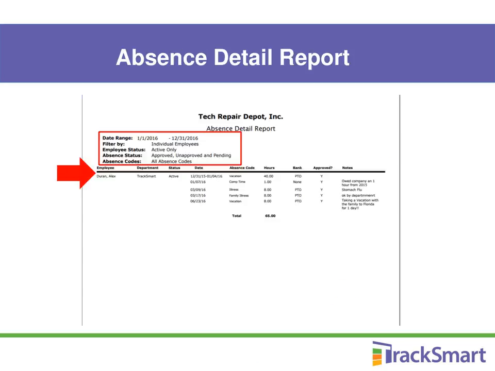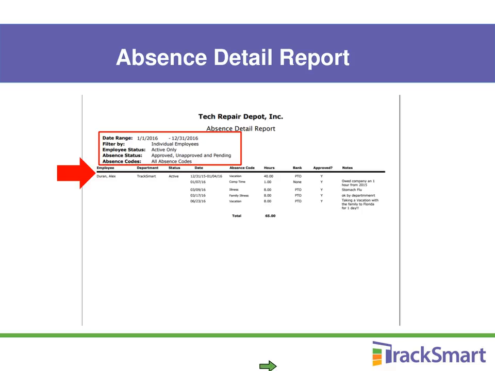On this report, you can see the date range. In this example, we ran a current year report. We then filtered by the individual employees with employee statuses of active only. The report shows absence status, absence codes, and on the bottom part of the report you can see employee name, department, status, date of the absence codes, hours that were taken, the time bank that the absence was deducted from, approval status, and any notes that were entered by the administrator.